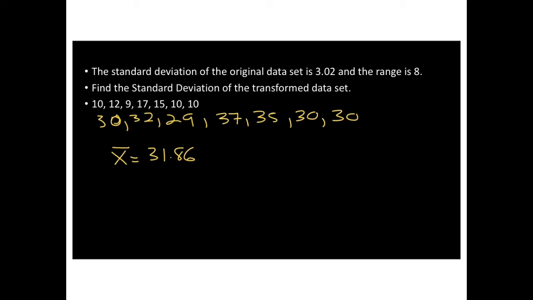Let's go ahead and try and find our range. Our largest value is going to be 37. Our smallest value is going to be 29. And to find our range, we just subtract the two, and we get 8, which was our original range.